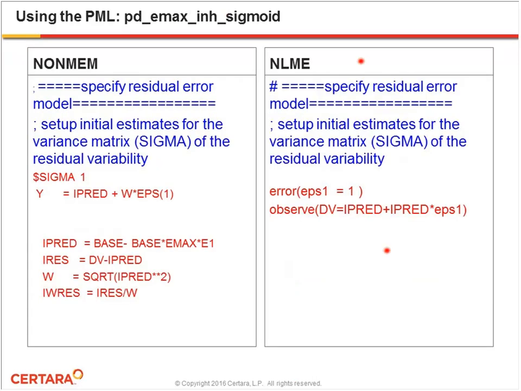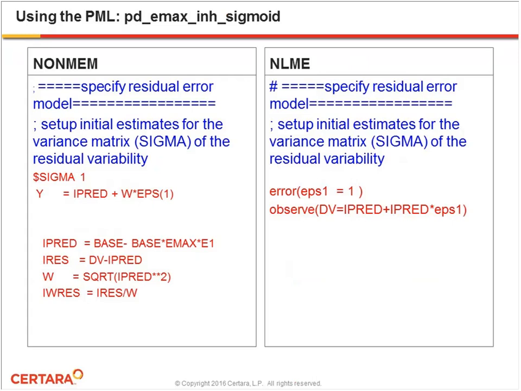Next one, the residual error model. Here sigma is set to 1, and the predictor variable y is calculated by the individual prediction plus the residual error multiplied by a weighting function, and the weighting function is 1 to the y squared, or 1 to the squared individual predictions. And this is a typical proportional error or multiplicative residual error model.